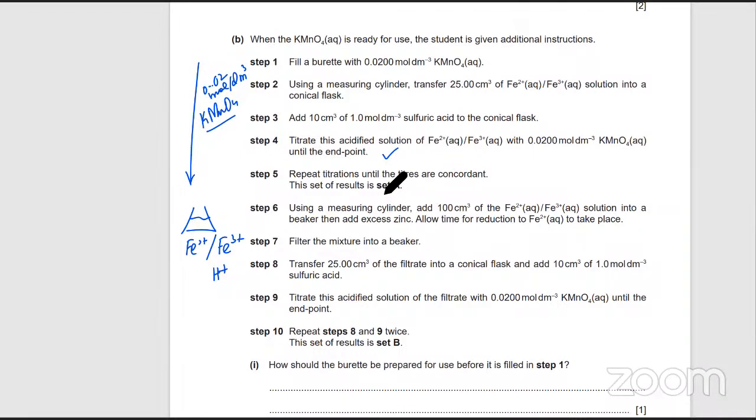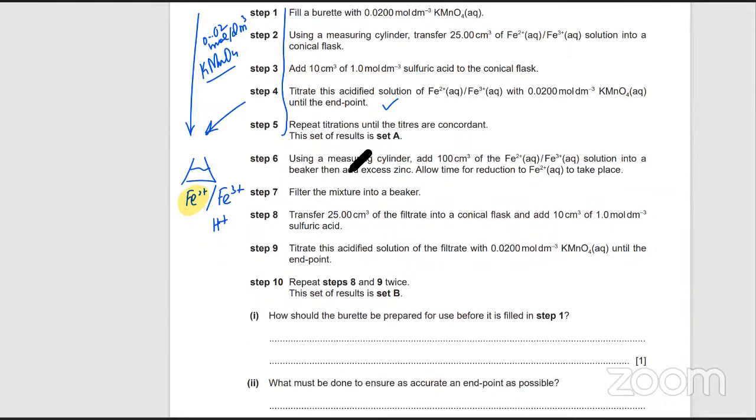This is set of results set A. तो ये titration से किसके moles पता लगेंगे? I think it's Fe2+, right? Fe2+ इसके साथ react कर रहा है. He then says that using a measuring cylinder, add 100 cm cube, step 6. अब step 6 is probably another reaction. यहाँ पे ना the first reaction has happened, which is this one. Done. You've taken titration readings. Then he does something else, step 6.